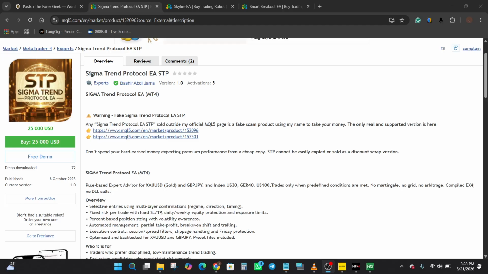According to the description, the developer states that only the versions distributed through the official MQL5 Marketplace listings are supported, and any versions sold elsewhere should be treated as unauthorized copies.